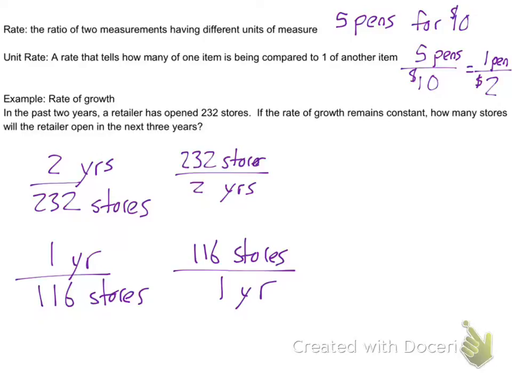So, this is where choosing your rate appropriately is very important. Because if I have the correct rate, I can multiply it by the new piece of info to figure out how much there is. If I want to multiply it by the number of years, 3 years, which one of these rates, first one or second one, will allow me to cancel out the years and just have stores? First one or second one?